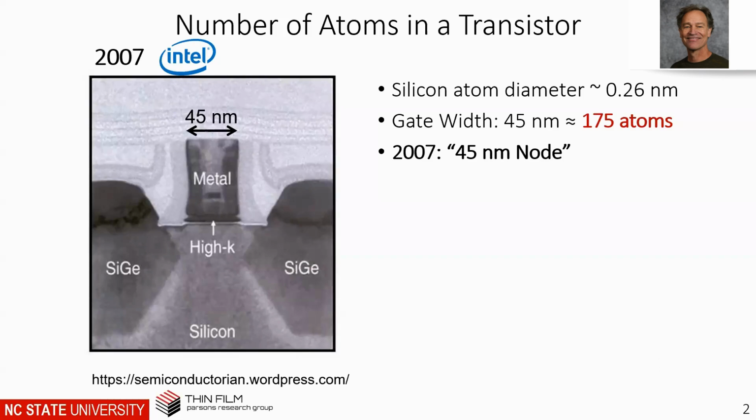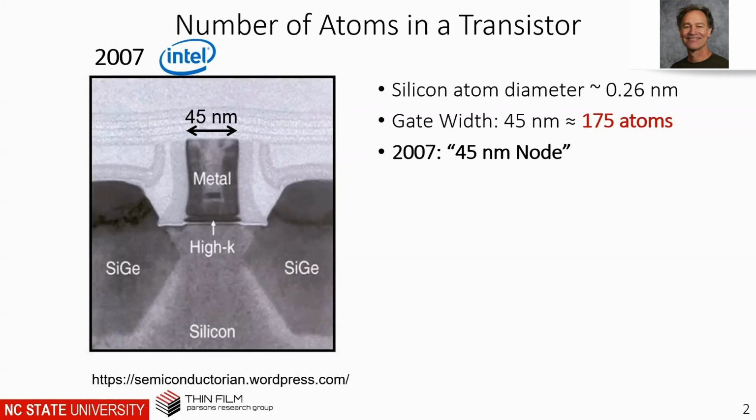I'm going to show you some things that you're going to say there's no way we can do in the future, but it's going to happen. If you think about it, it's pretty amazing. The point here was that this transistor was 45 nanometers across, and in 2007 we called that the 45 nanometer node, because the devices were 45 nanometers. If you count the silicon atoms that the electrons travel through from here to here, that's only 175 atoms. That's how many atoms are in that transistor.